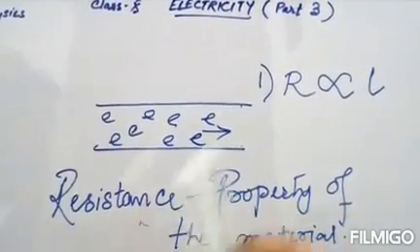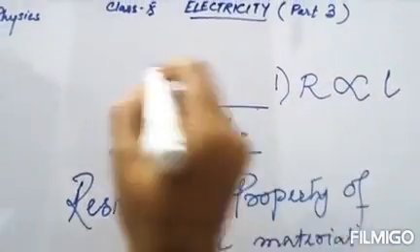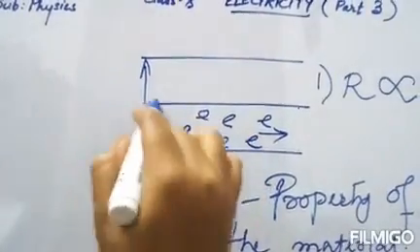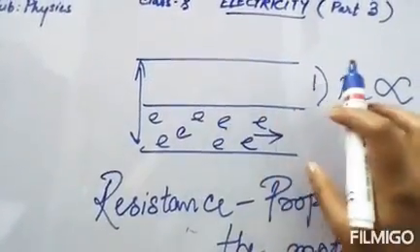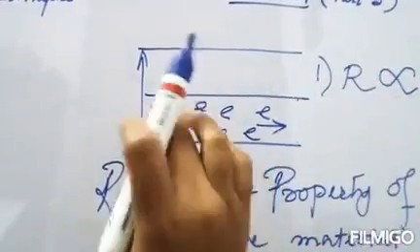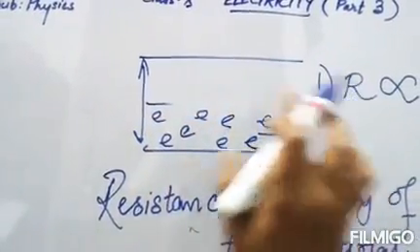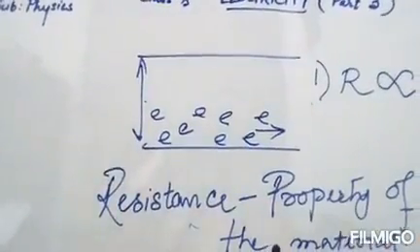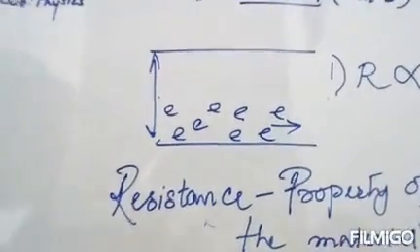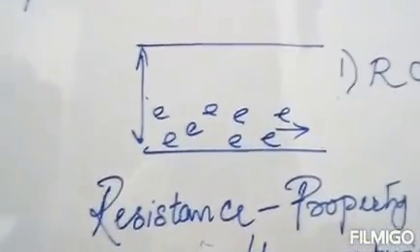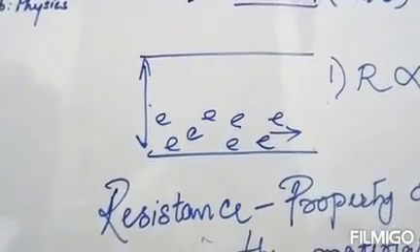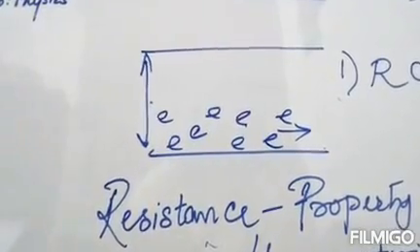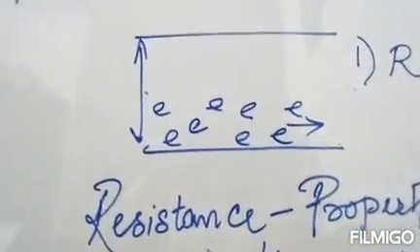Okay, and the second thing: suppose you are moving in a wide lane. Wide lane means the width of the lane has increased compared to before. So what will happen? The electrons will get more space to move. Suppose you are moving in a small narrow lane and there was too much crowd. Now if the narrow lane broadens, what will happen? You will get more space and you can move freely.